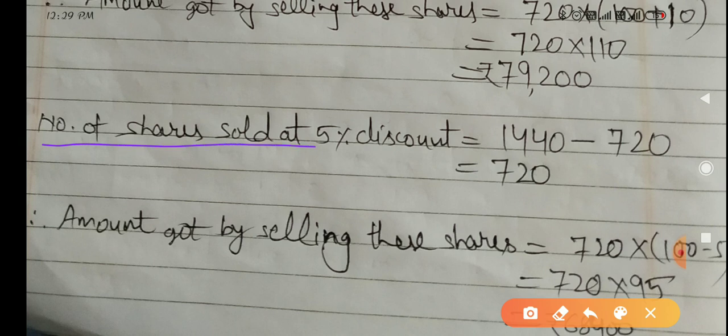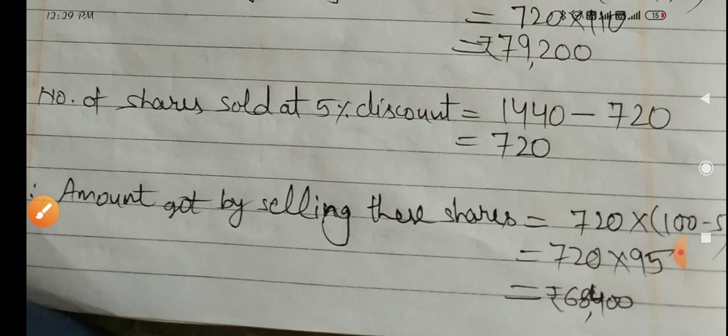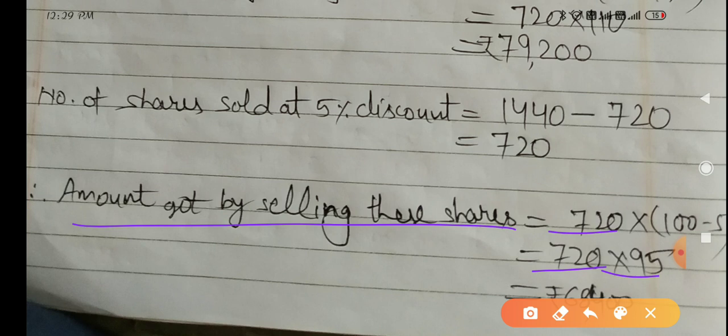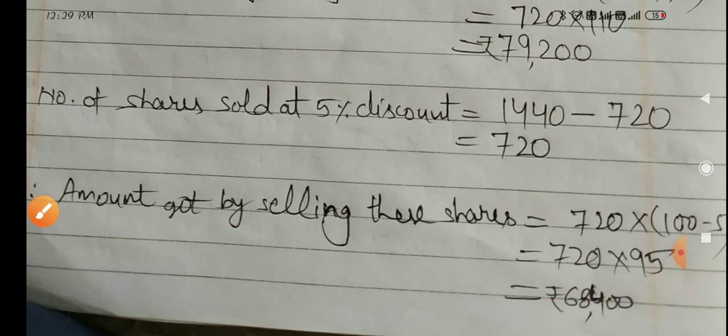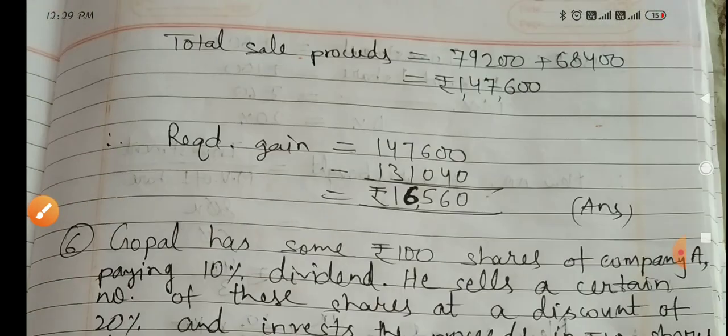Now how many shares are remaining? Number of shares sold at 5% discount. Total shares were 1,440. 720 she sold at a premium of 10%. Now the remaining 720 she is selling at a discount of 5%. Discount of 5% means 100 minus 5% of 100, which is 95. So 720 multiplied by 95, she is getting 68,400.